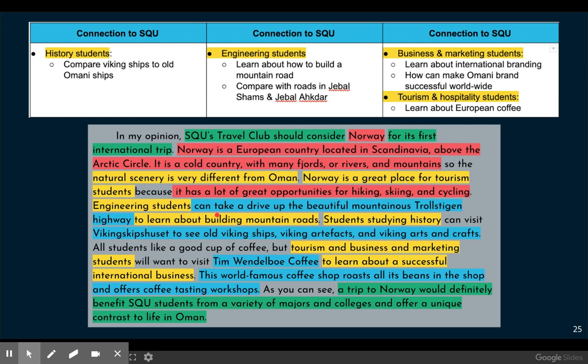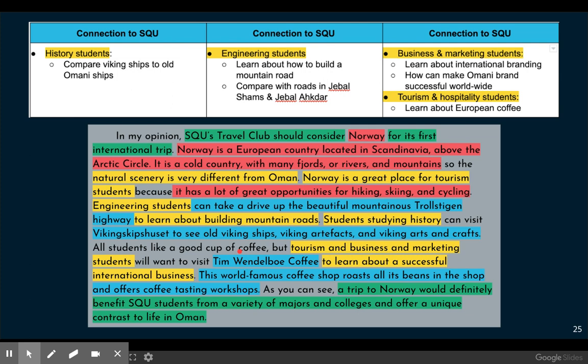So you see how I've taken the information from connection to SQU and the information from my attraction highlight and combined them into one sentence. So that's what I want to do for each of my attractions: combine how SQU students will benefit from this attraction's highlights and put those together into one complete sentence. And I want to do that for each of my attractions. And for some of my attractions, for example, here, my Tim Wendelboe coffee, I actually wrote 3 sentences about that because I had 2 different groups of students I thought would benefit from that.